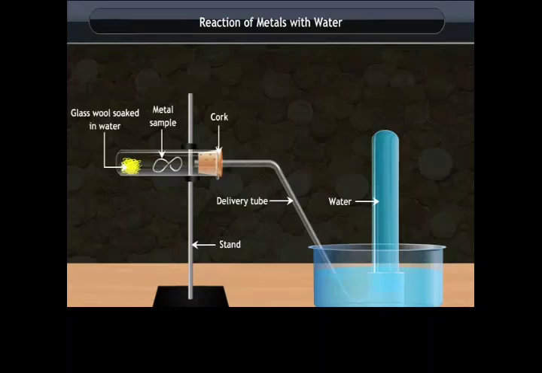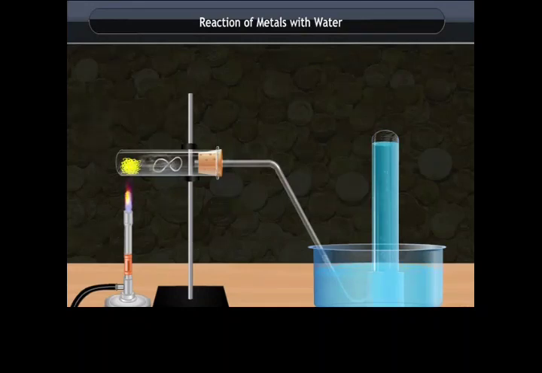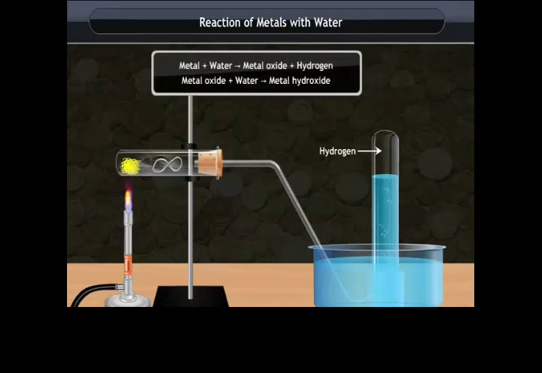Reaction of metals with water. Let us explain with the help of an activity. Take a metal and put it in the test tube as shown here. Heat it and observe. You will observe that a gas is formed and gets collected by displacement of water in the gas jar. It shows that metals react with water and produce a metal oxide and hydrogen gas. Metal oxides that are soluble in water form metal hydroxide.